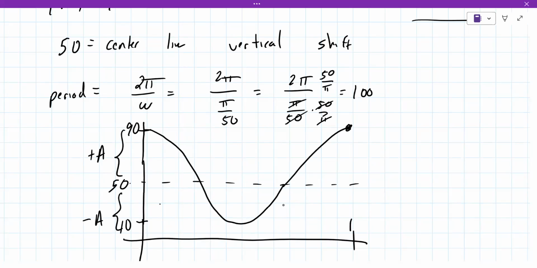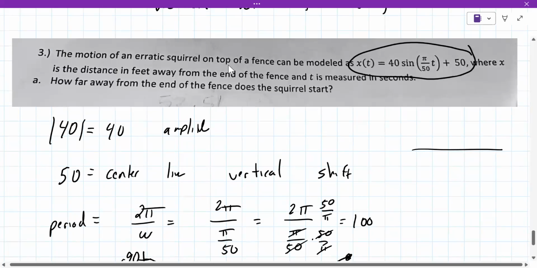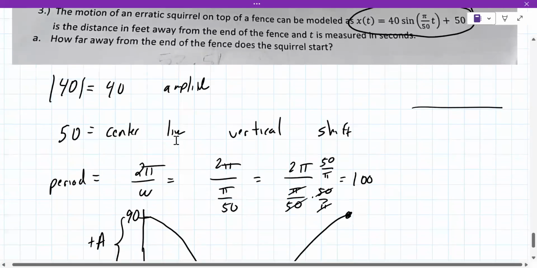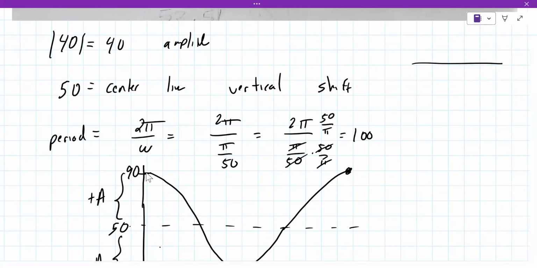And you know it's starting at the max because it's a positive number. Well, it says that it's starting at the top of a fence. Oh, okay. That's kind of the key word. Okay. That makes sense.